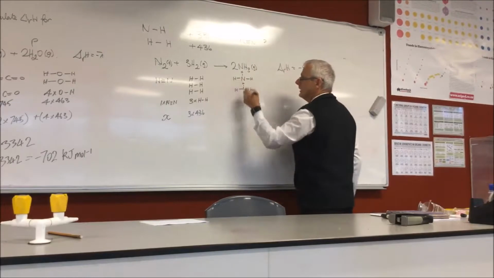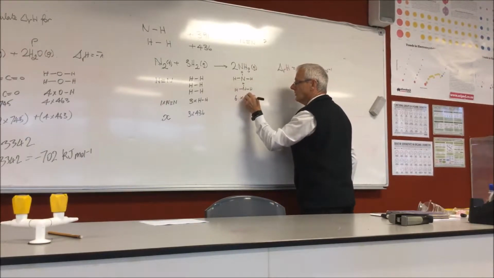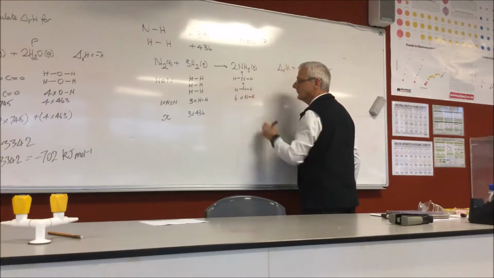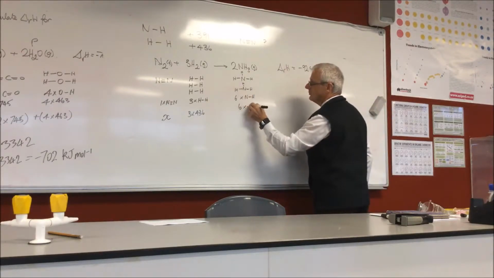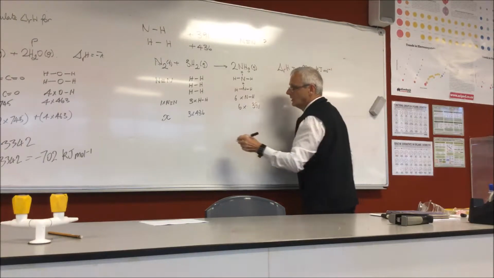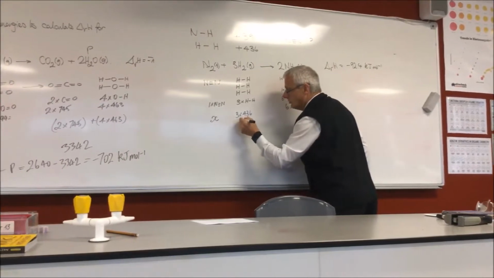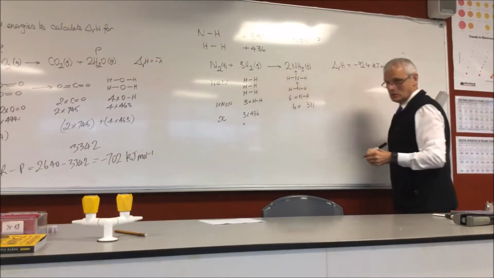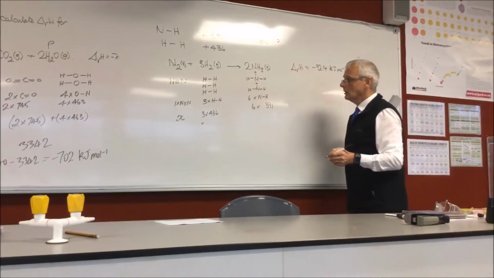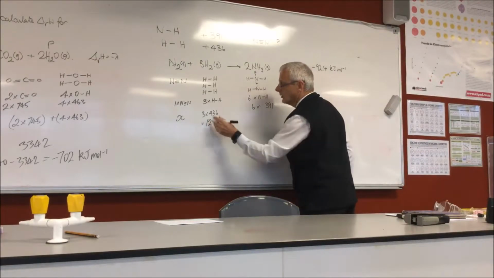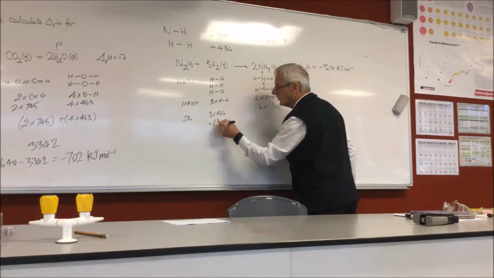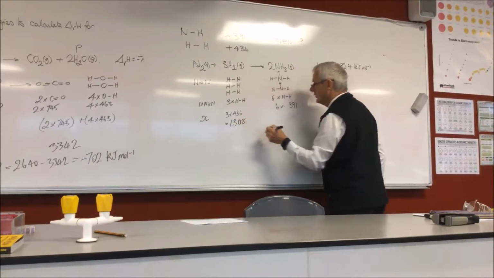Okay. And then you've got 6 times NH. Okay. Which is 6 times plus 391. So, what's this equal to? 1,308. Okay.